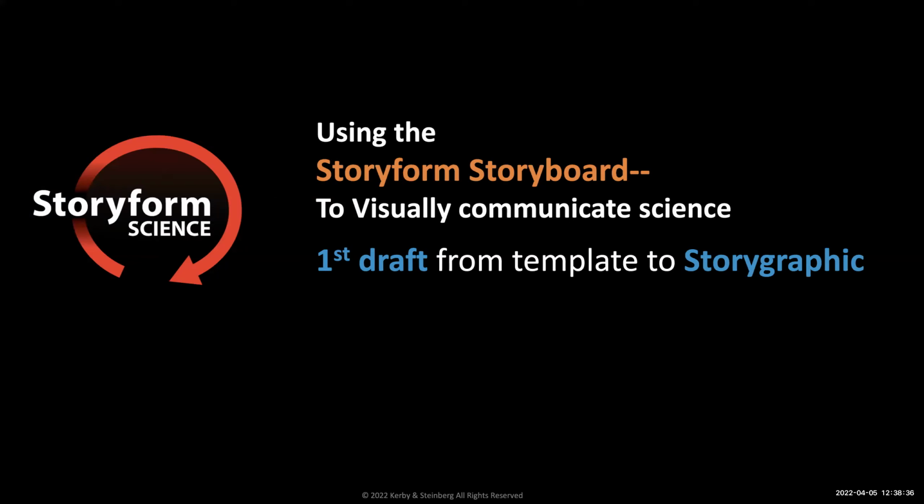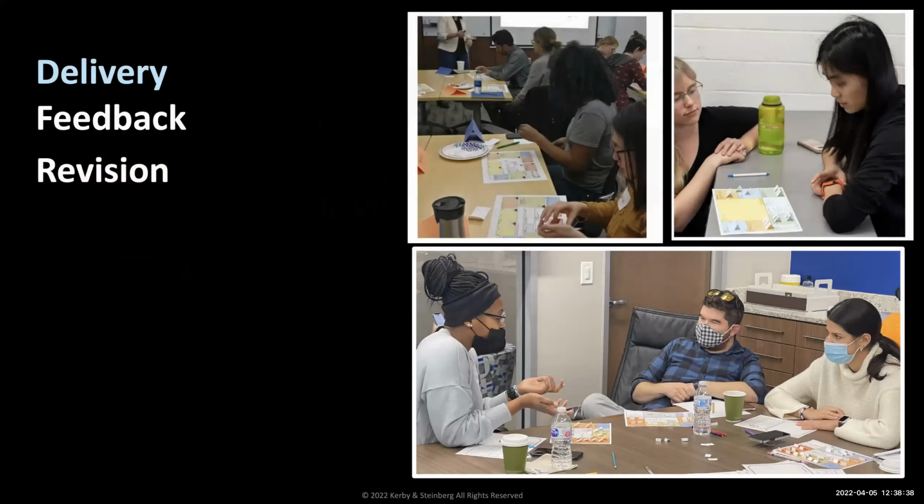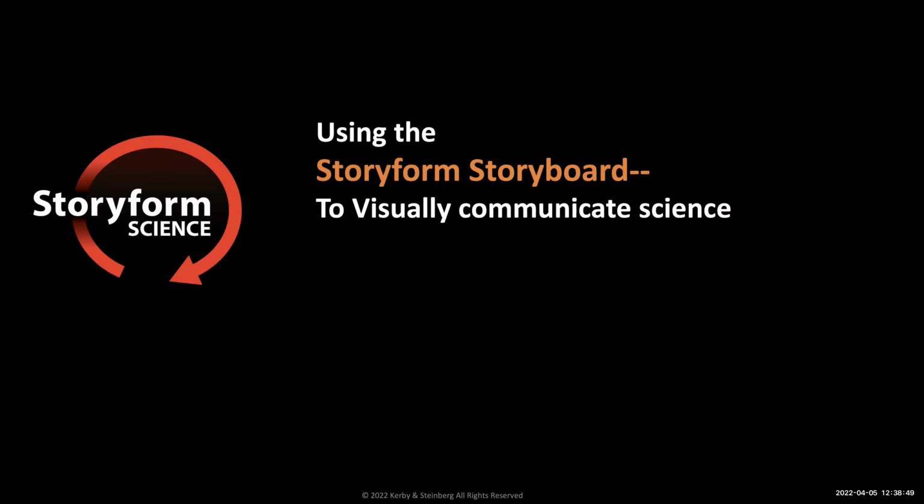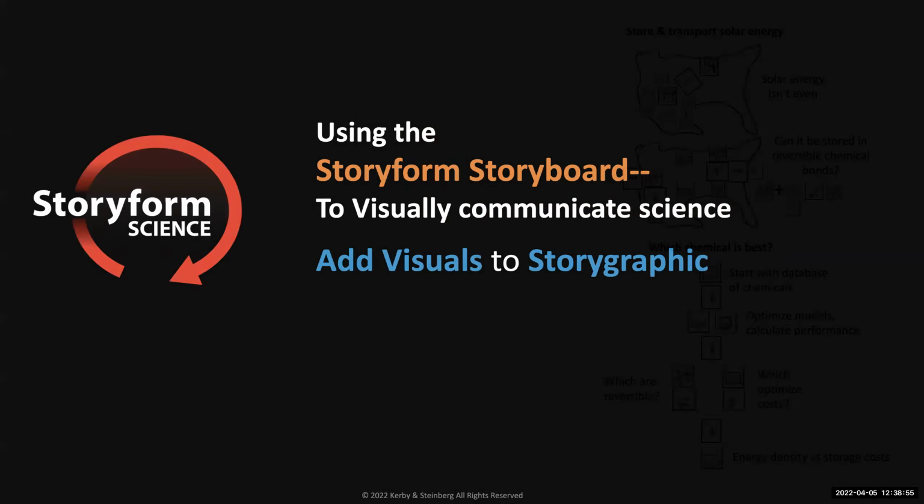And then we show you how to go from a first draft into making an actual story graphic. We have you do the same revision, delivery, and feedback that Holly was talking about, with a different rubric, of course, because you're doing visuals. Then we take you through a process of how you actually take this rough template, this first draft, and add visualizations to it using Google image searches or using BioRender.